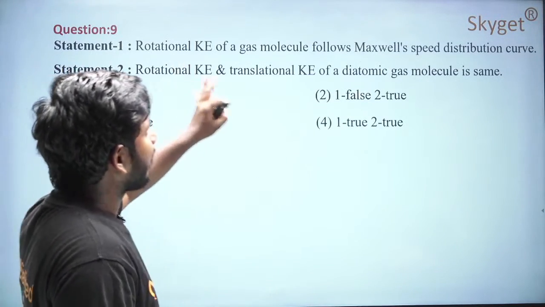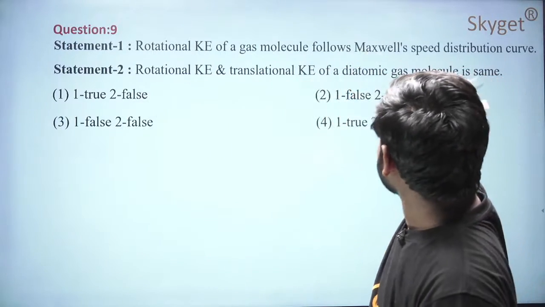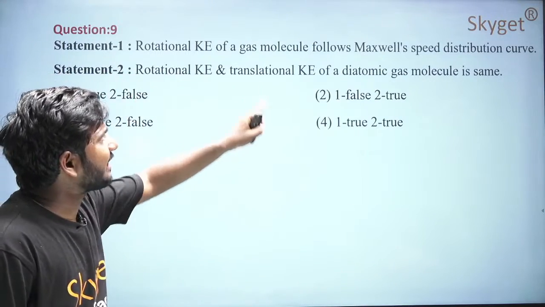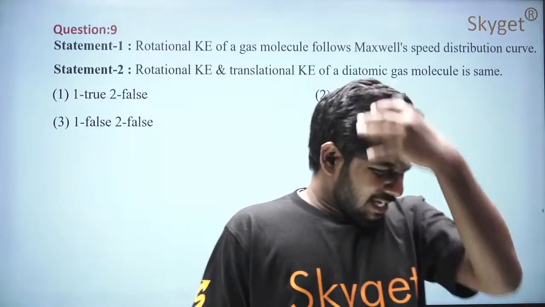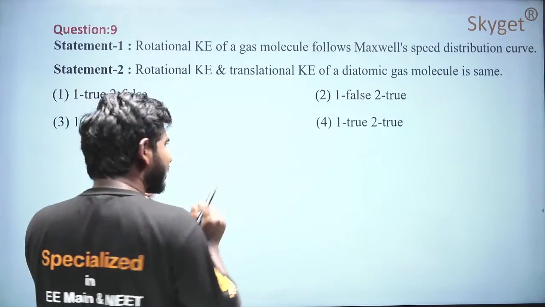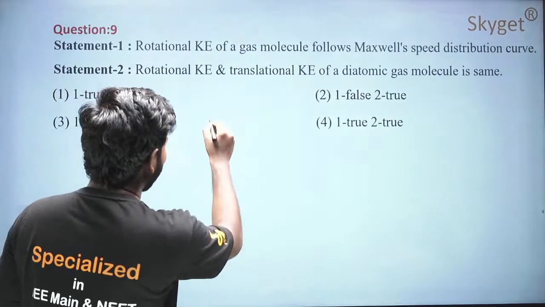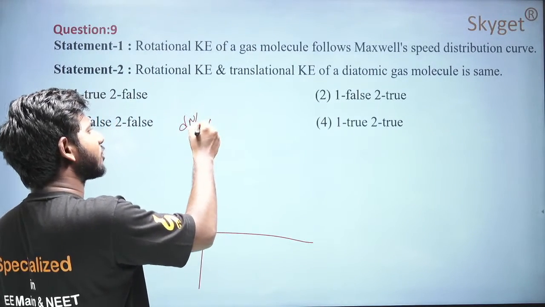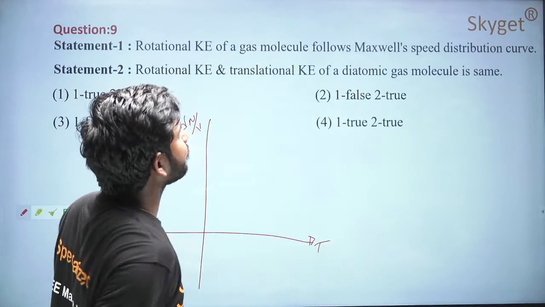So next, the statement: rotational kinetic energy of a gas molecule follows Maxwell's speed distribution. The next point is that rotational kinetic energy and translational kinetic energy of a diatomic gas molecule is the same. Students, carefully read the statement. What is the distribution given by Maxwell? What Maxwell has given, if you remember the Maxwell distribution curve, is the number of molecules in a particular given volume and the temperature.